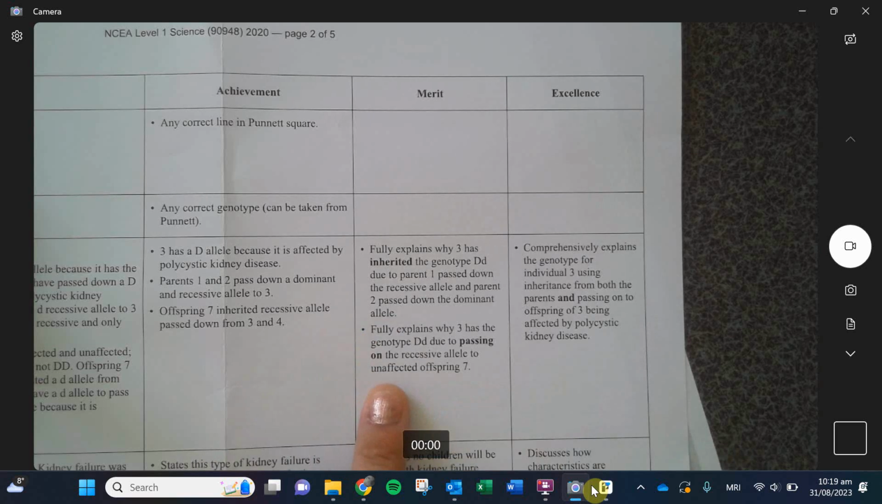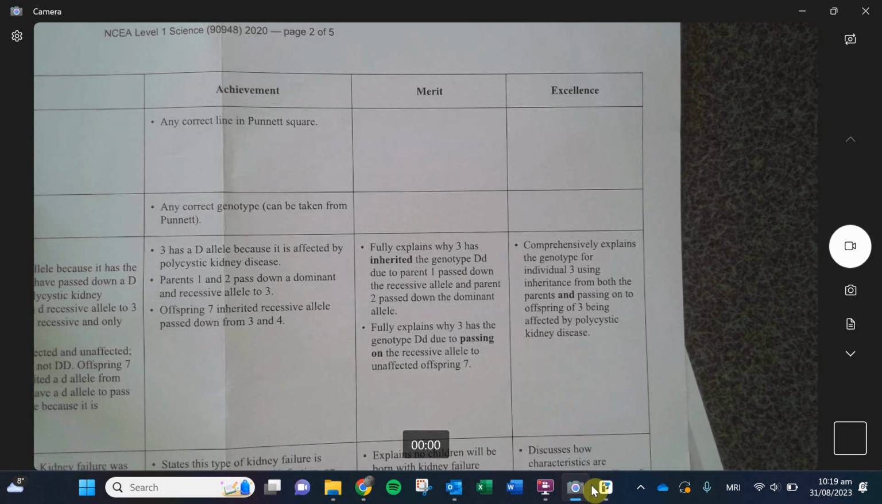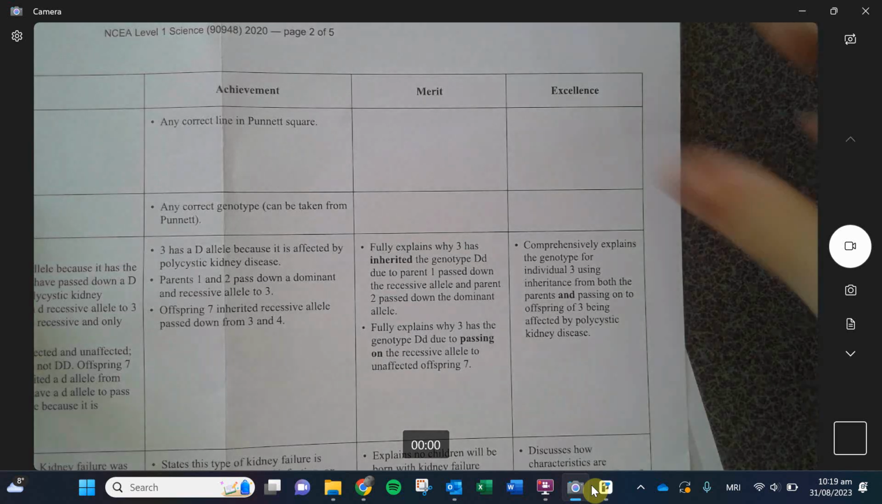The other merit point that was in this question was explaining how individual 7 being recessive means that you then know that individual 3 must be heterozygous because they passed down a recessive allele. So each one of those was a merit point. If you got both of these merit points, that was basically converted into an excellence. So we need to talk about the generation before and the generation after. Cool? The other thing to check in your answers is to make sure you're using words like because and therefore, because those are the linkage words that we need, because that is the explanations. Okay? All right.